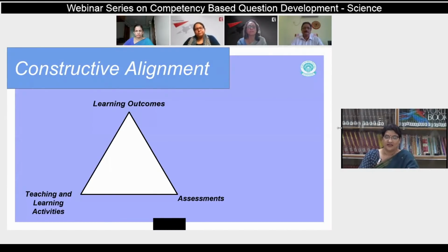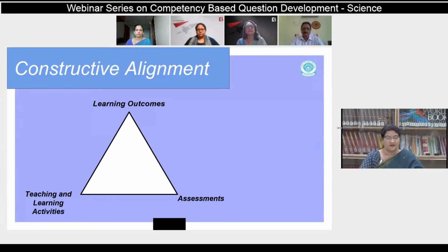I also want to emphasize that when we adopt competency-based education, a competency-based pedagogy in the classroom, we must be conscious that there has to be a constructive alignment between the three key pivots of the educative process: the learning outcomes, the teaching and learning activities, as well as assessment.